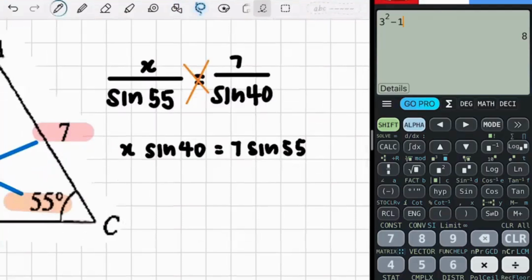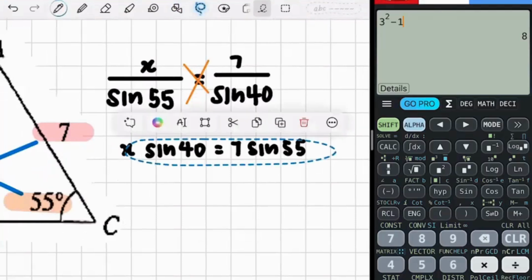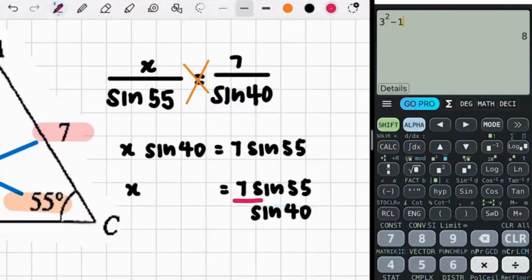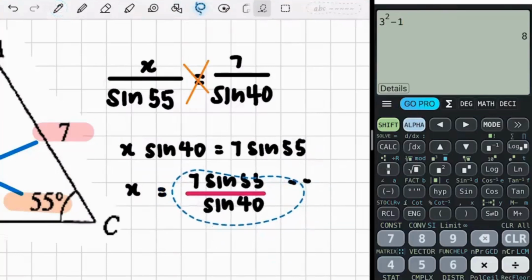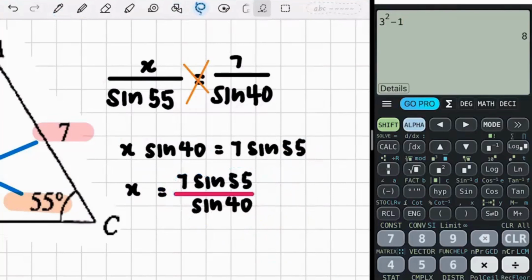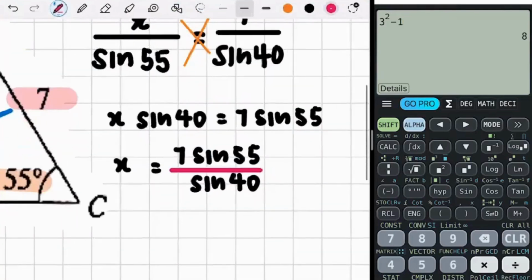If I want the x here, you just need to manipulate, bring over. The times over here, when I bring over, becomes a divide. Then all you need to do is just press your calculator. For lengths, find your final answer in 3 significant figures. For degrees, give 1 decimal place. So this one, you just press fraction 7 sine 55 over sine 40.